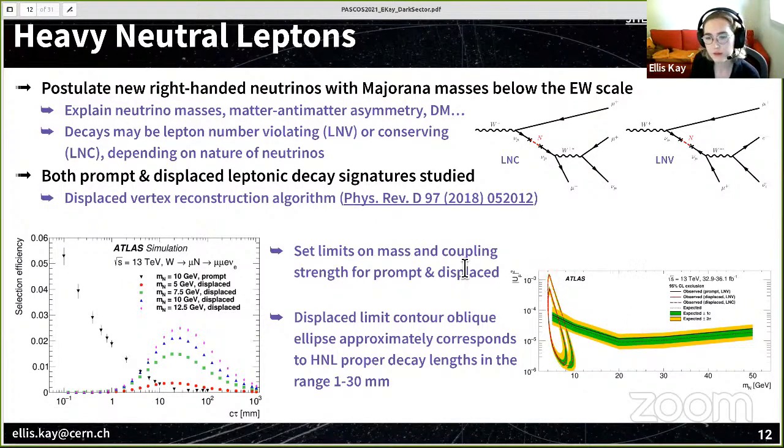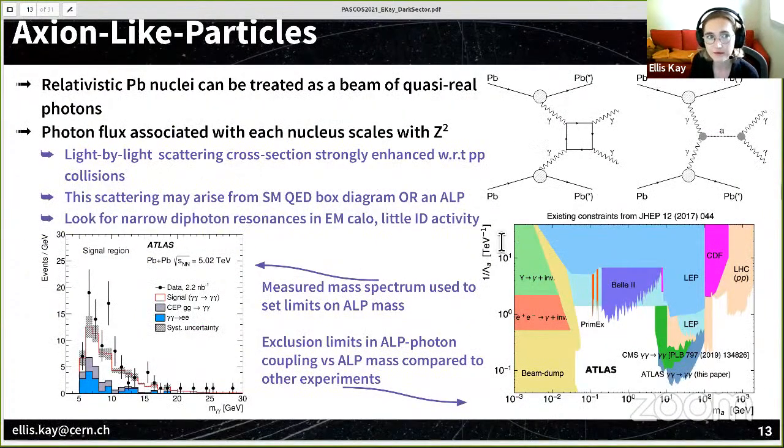So one more analysis I want to show, just for the diversity of our physics, is because we don't just use proton beams, we also look at lead beams. So here is an example of a search for an axion-like particle in light-by-light scattering. We treat the lead nuclei as a beam of quasi-real photons, and so we could have an axion produced decay into 2 photons again. And you can see on the left, we plot the diphoton mass.